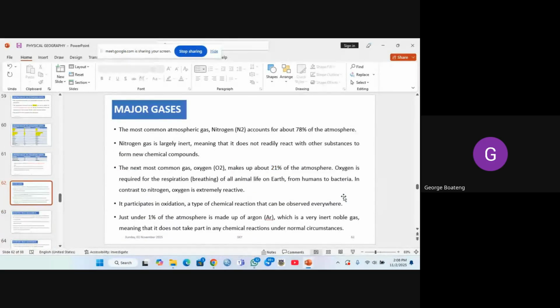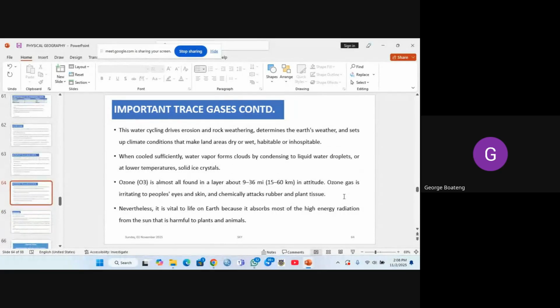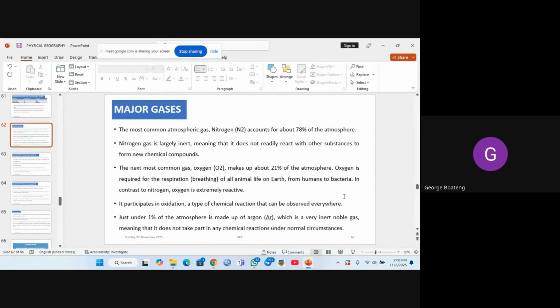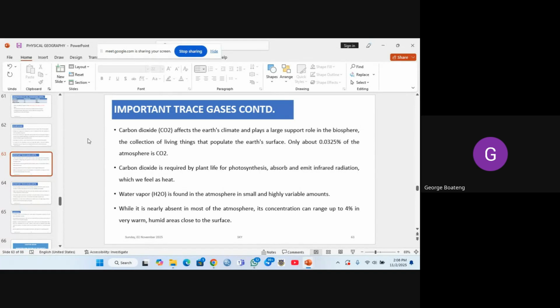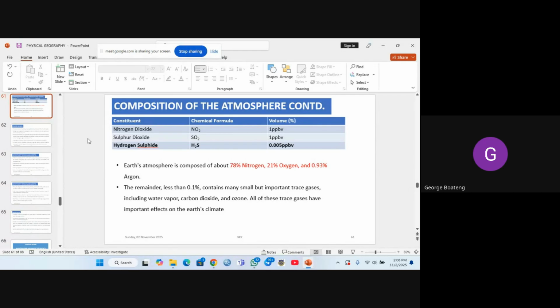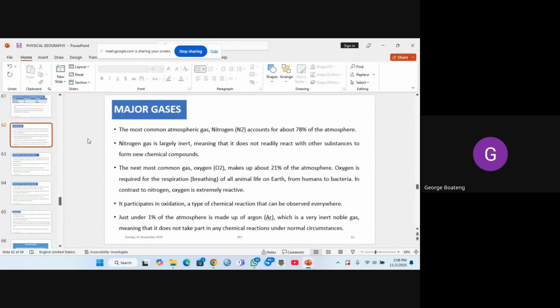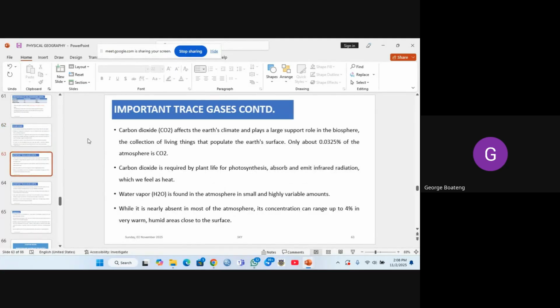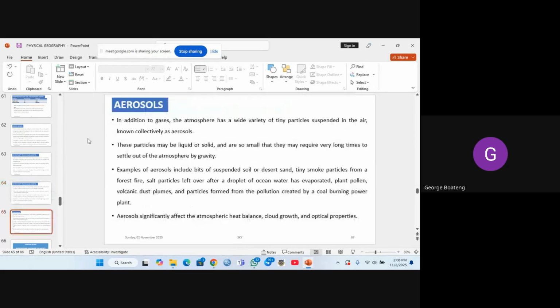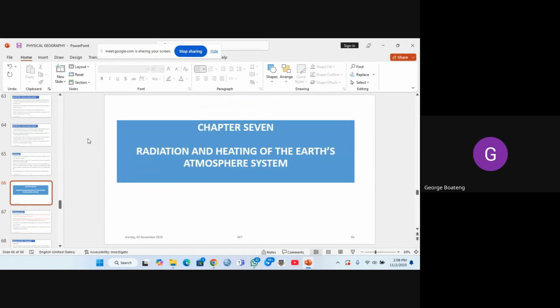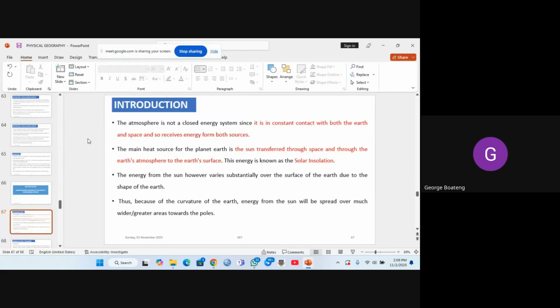Now let's see. Now you have major gases in the atmosphere. For aerosols, we have talked about it. The major gases are the ones that we have mentioned so far. Then the oxygen, the argon, and the rest. Please, an examiner can ask you to talk about the gases in the atmosphere for 20 marks or 10 marks. So for the gases, I will try and send them to you. Then radiation and heating. This portion is very, very important.